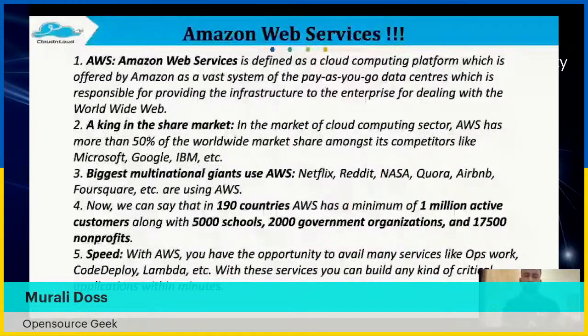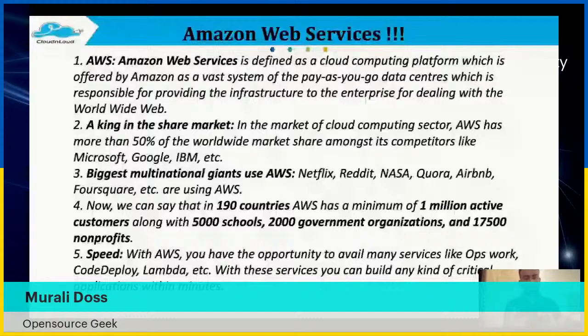AWS is defined as a cloud computing platform offered by Amazon as a vast system of pay-as-you-go centers, responsible for providing the infrastructure to enterprises for dealing with the World Wide Web. Of course, they are the king of the market. Like I said, they contribute more than 50% of the worldwide market, and very big giants like Netflix, Reddit, NASA, and Airbnb are already using AWS.